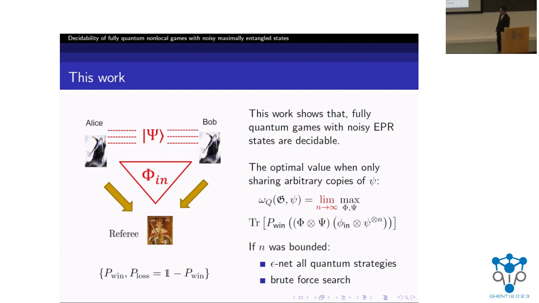If n was bounded, then we can epsilon-net all quantum states and brute force search for the optimal value. So the value is trivially decidable. So our goal is to construct a D such that it suffices to share D copies of noisy EPR states to simulate a strategy using n copies.